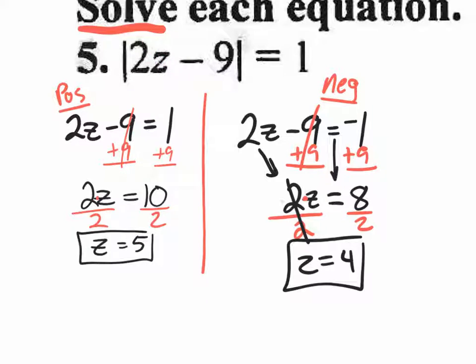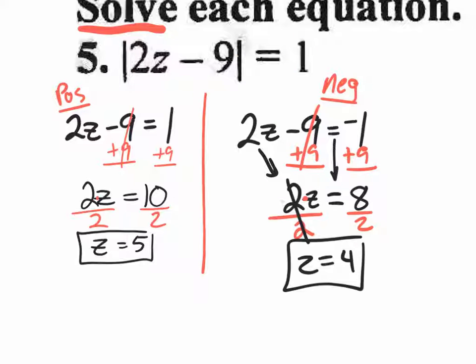2 times 5 is 10. 10 take away 9 is 1. The absolute value of 1 is 1. So this one definitely works. If you plug in 4, 2 times 4 is 8. 8 minus 9 is negative 1. And then the absolute value of negative 1 is positive 1 as well.